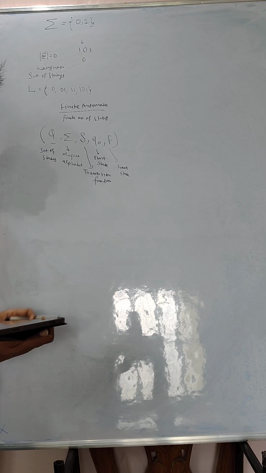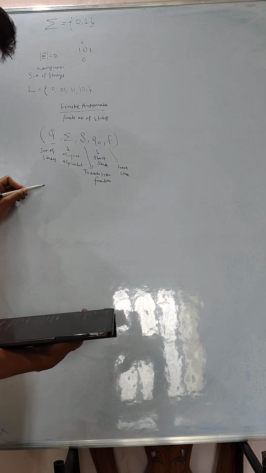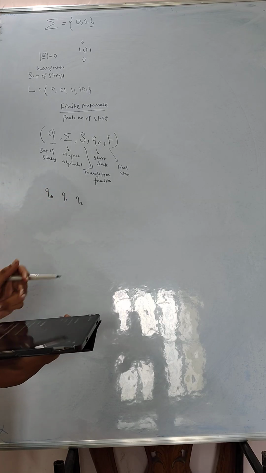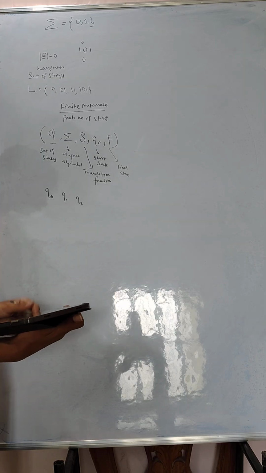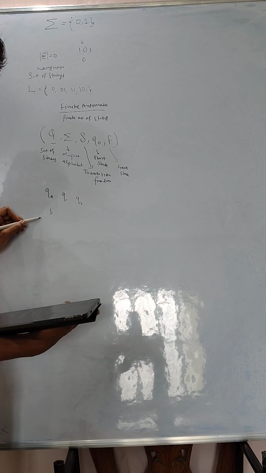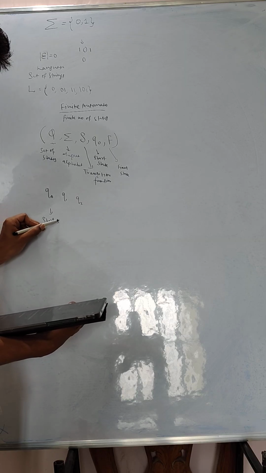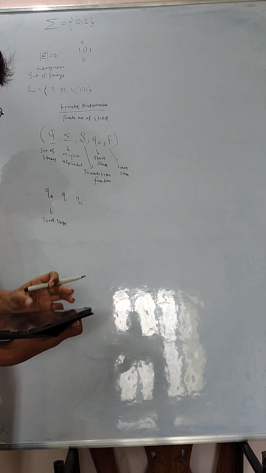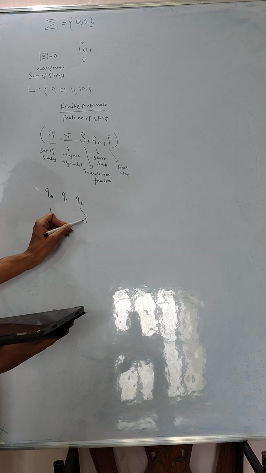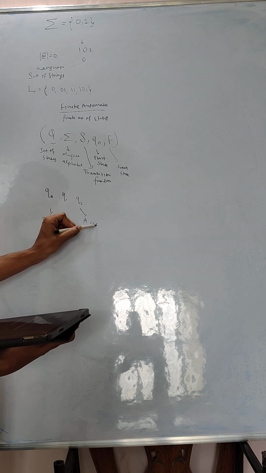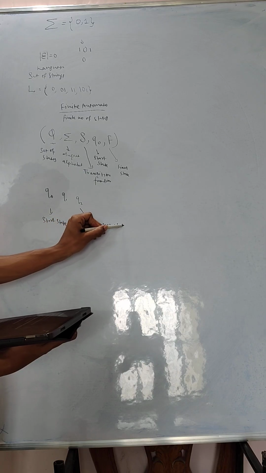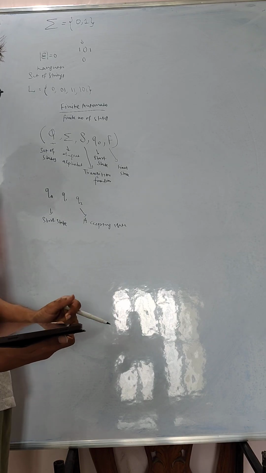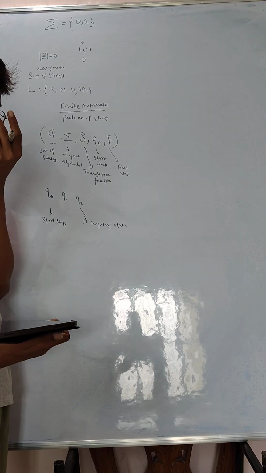State represents the current condition of the machine. A state can be Q0, Q1 or Q2. Start state is where the machine starts. And final state is the accepting state. If the machine ends here after the input finishes, it is accepted.